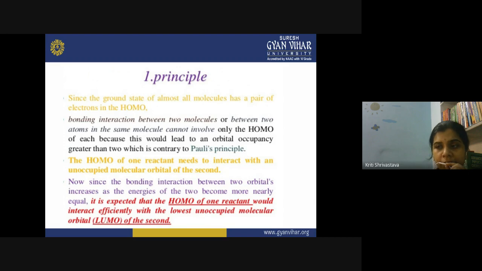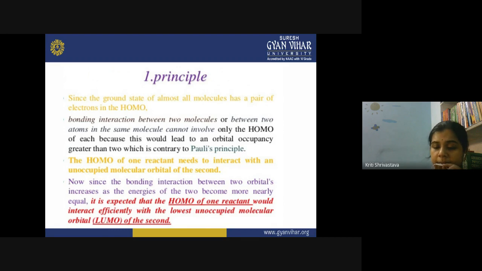Now the energy of these two atomic orbitals is redistributed. How is it redistributed? When two atomic orbitals overlap to form two molecular orbitals, one molecular orbital has lower energy than both the atomic orbitals, and one molecular orbital has higher energy compared to both the atomic orbitals. The molecular orbital having lower energy we call the bonding molecular orbital, and the molecular orbital having higher energy, what do we call it? We call it the anti-bonding molecular orbital.